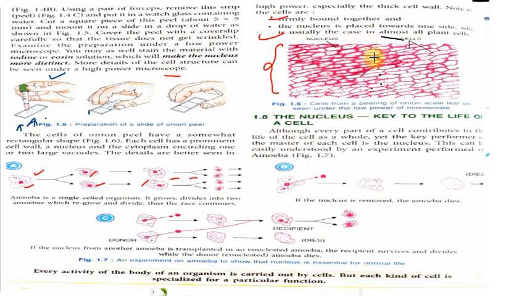These are plant cells, right? So this is amoeba. Amoeba is a single celled, unicellular organism. It grows and divides into two amoebae, which regrow, and this division continues, right? If the nucleus from another amoeba is transplanted into an enucleated amoeba, the recipient survives and divides while the donor amoeba dies, right? This one will die and this one will survive and divide.